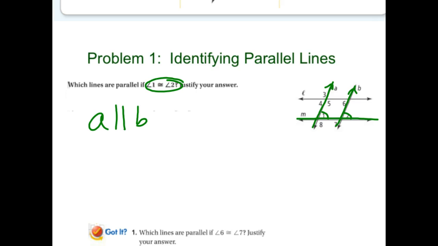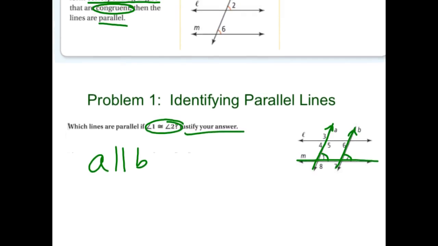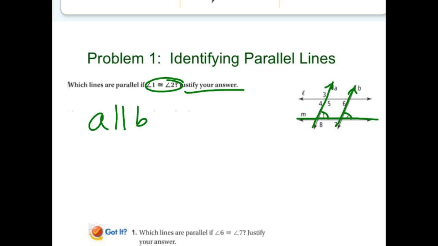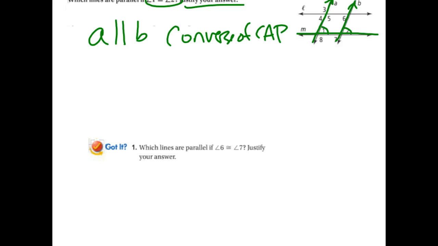The justification for that, because yes, it does say to justify your answer, is to say that the postulate we just did, converse of the corresponding, says if the corresponding angles are congruent, the lines are parallel. So that's what we're going to use, converse of CAP. Okay, and so we're going to repeat the process again for the next two. You can pause the video and try those ones on your own.